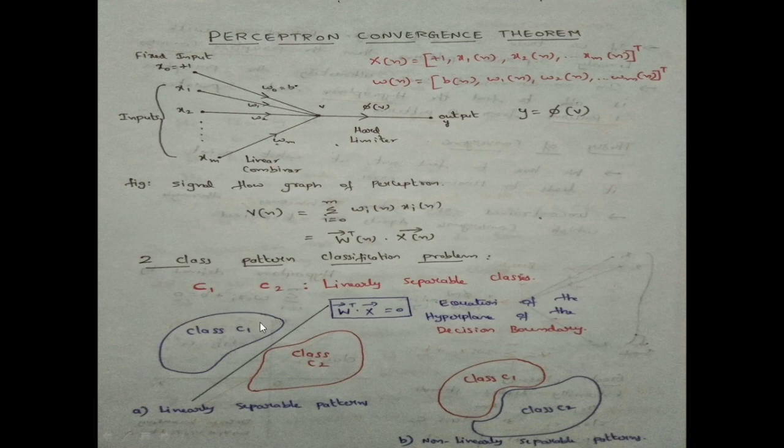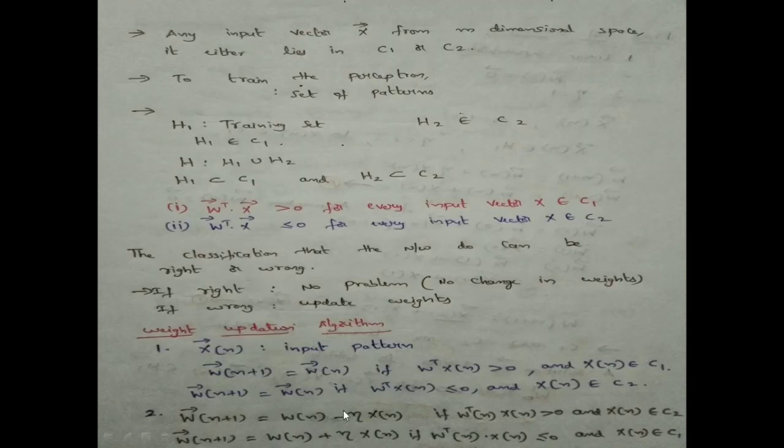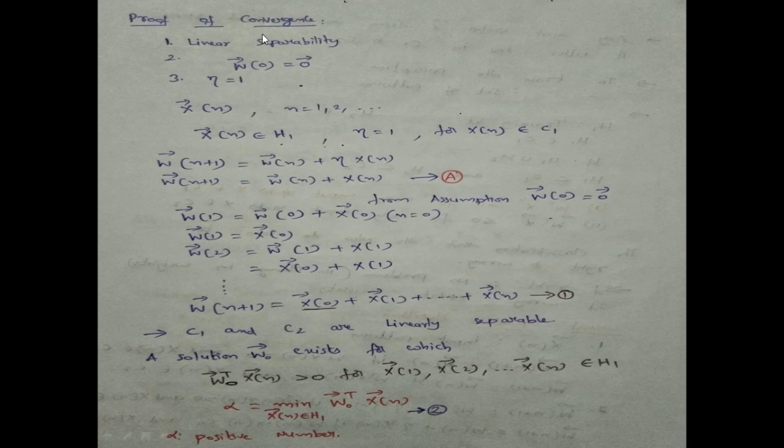That is, it could be shifted from either this place to this place. So accordingly, we have to take the minus or plus here. So after completing this weight updation algorithm, let us now go to the proof of convergence.